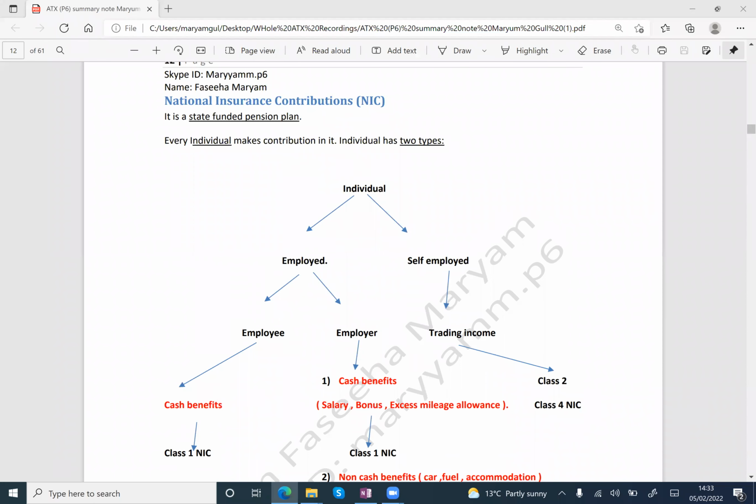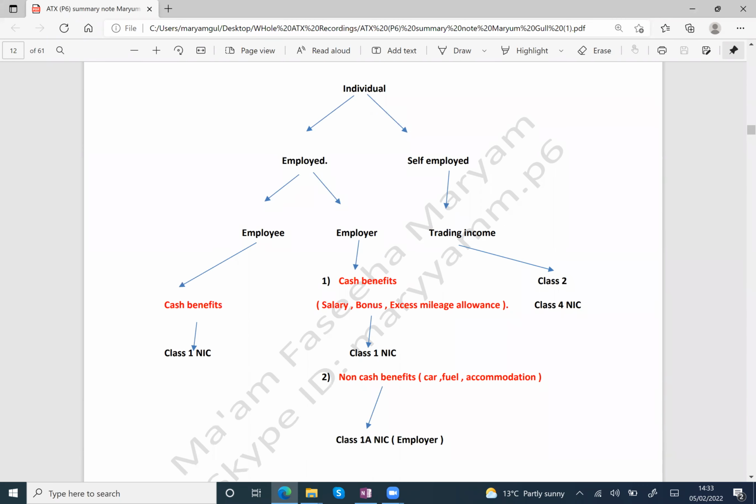So the second topic of the employment income chapter is National Insurance Contribution, NIC. It is a state funded pension plan and every individual makes a contribution to it. So my question is, which individual? You can see there are two types of individual in this diagram.